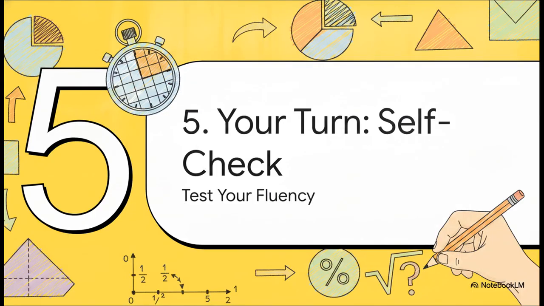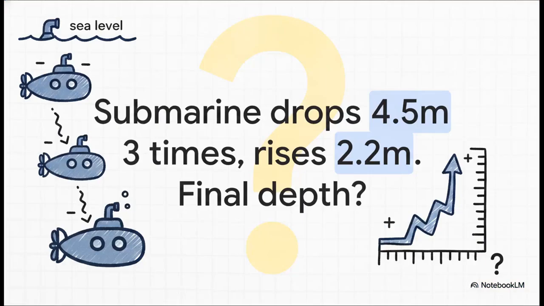Section 5. Your turn. Self-check. Okay, now I'm passing the baton over to you for a brief, independent self-check to really test your rational number fluency. Imagine a submarine drop. It starts exactly at sea level, which is 0. It drops 4.5 meters 3 separate times. Then it rises 2.2 meters. What is the final depth?